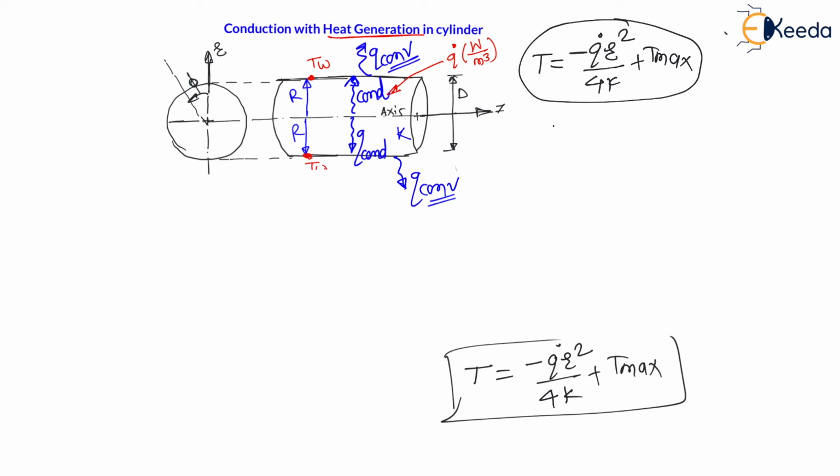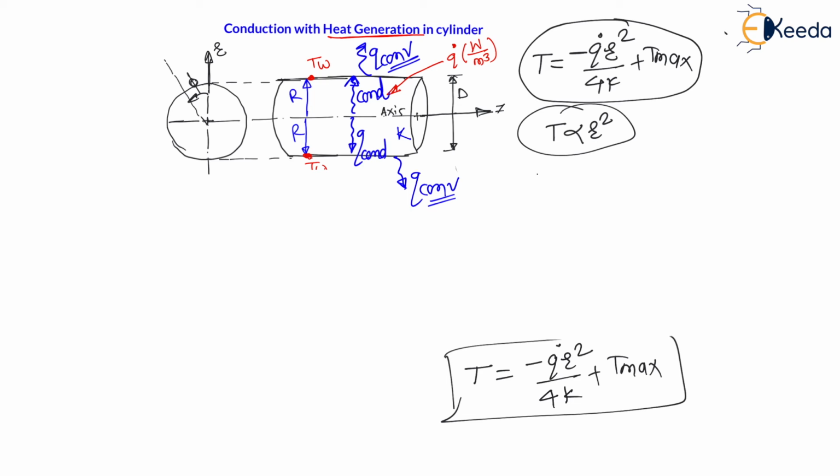Therefore, from this equation, can I say temperature is directly proportional to r square, right? And as r is increasing, temperature is decreasing because of the negative sign. Negative means decrease, right? Therefore, the temperature is directly proportional to r square, and temperature increases from wall to center, or decreases from axis to wall. Decreases from axis to wall, right?